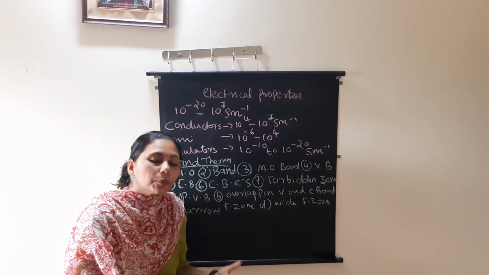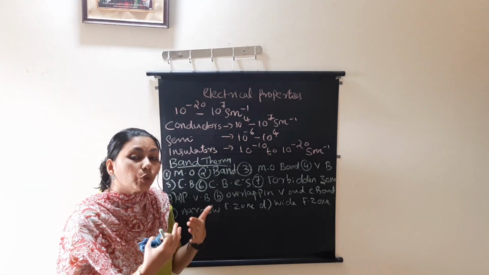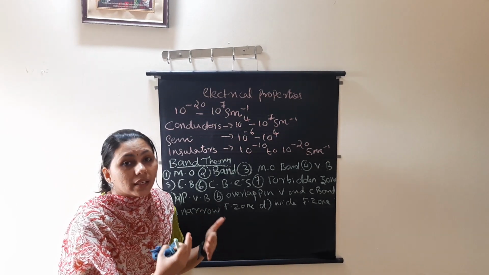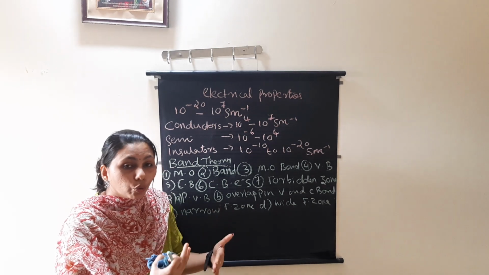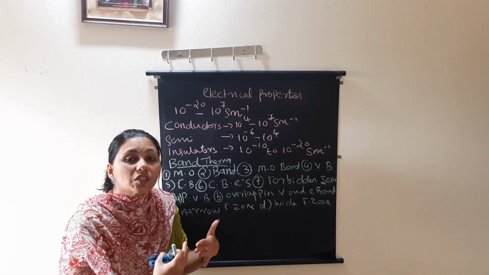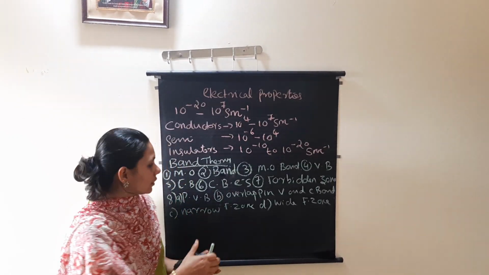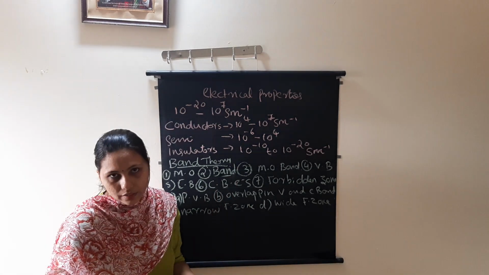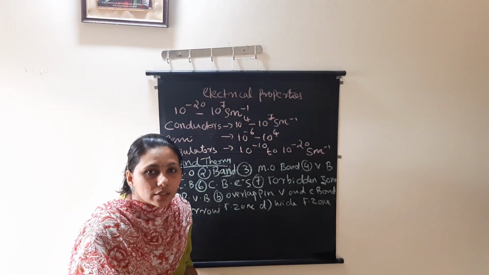The second postulate is that a group of molecular energy levels with the same energy is known as a band. The same energy levels arranged in a group are known as what? Band. B-A-N-D, band.